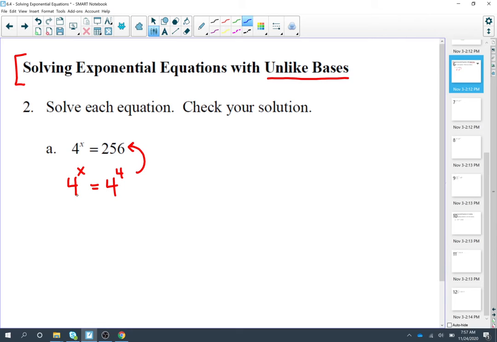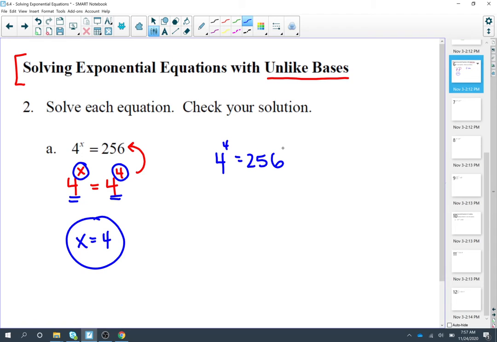Now, the goal of that is I have like bases. And the second you have like bases, if the bases are the same, then I know the exponents have to be the same. So x equals 4. If we check that, 4 to the power of 4 equals 256. Then you would go grab your calculator. 4 to the power of 4 is 256 equals 256. And that works.